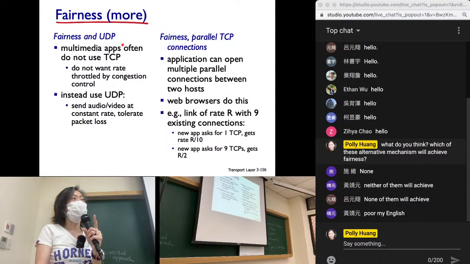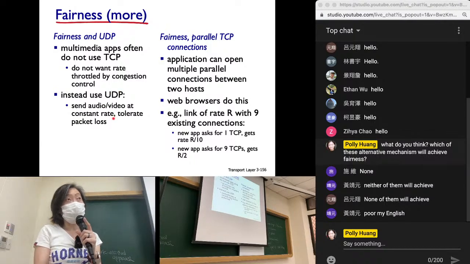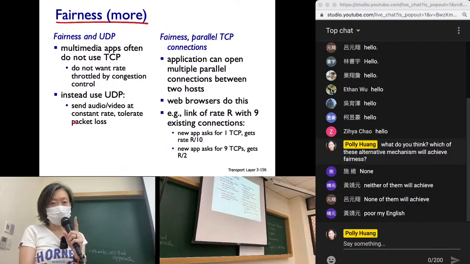So many of the multimedia applications tend to not like TCP because TCP does congestion control. It's going to limit the transmission rate. So these multimedia applications might use UDP instead. They could be sending audio and video at a high rate, sometimes constant rate, sometimes as high as possible. So UDP sending data this way is not going to be very fair to the TCP users.